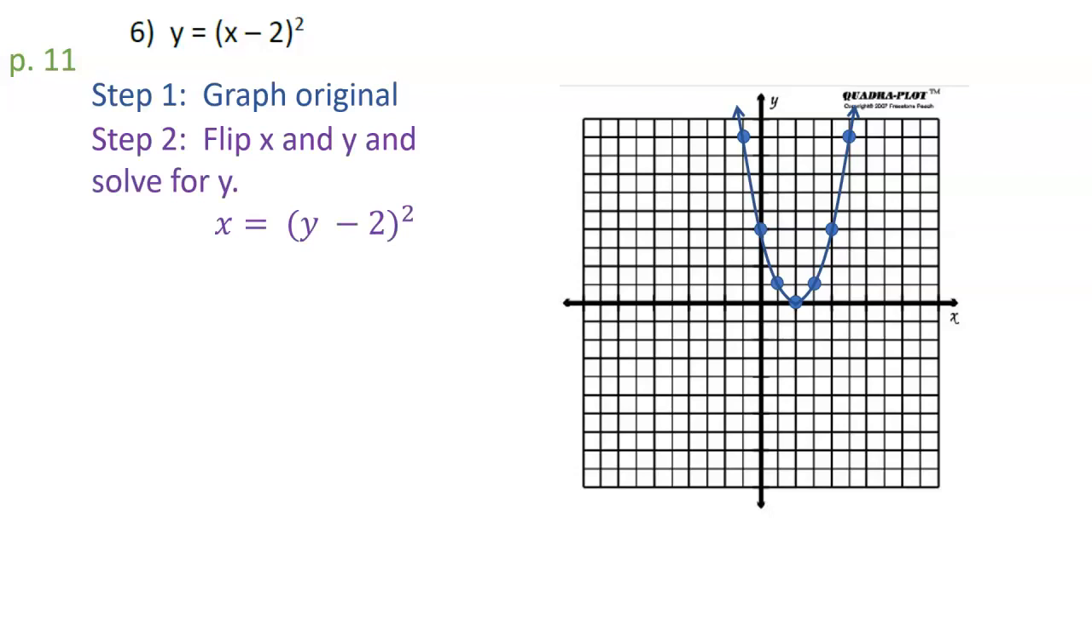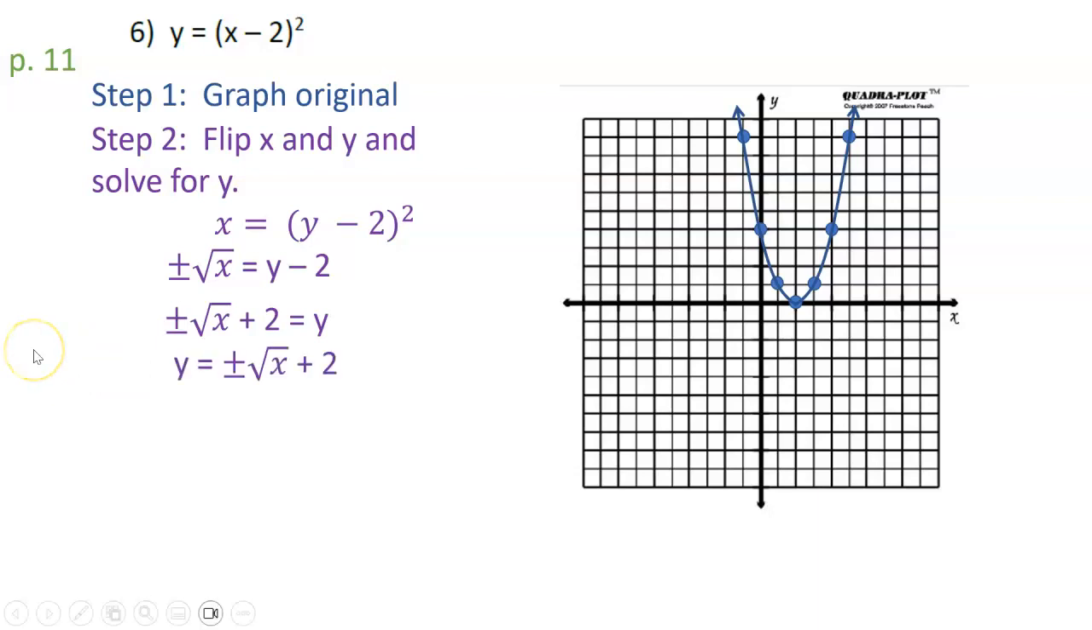For your equation, flip that x and y around. So it's going to be x equals y minus 2 all squared. So then what we can do is take the square root of both sides. But remember, when you take the square root of both sides, you've got to put that plus or minus in front. Okay, so plus or minus the square root of x equals y minus 2. And then we can move that 2 to the other side.